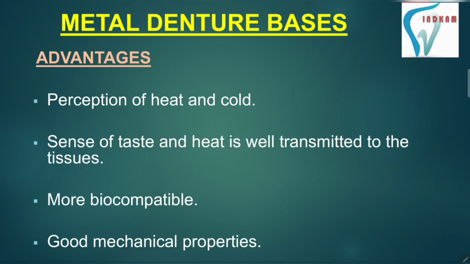Advantages of metal denture bases. The most common advantage is heat and cold perception. In acrylic denture bases, it was not possible. The perception of heat and cold was very little. But in a metal denture, we have heat and cold perception. Sense of taste and heat is well transmitted to the tissues, and it is more biocompatible as compared to other denture bases, and it has good mechanical properties also.